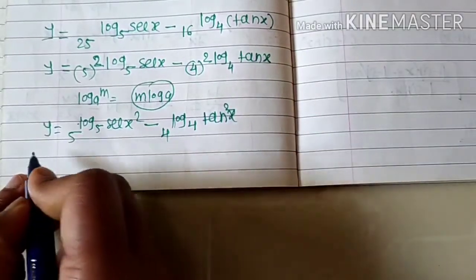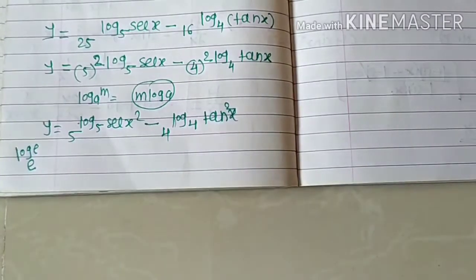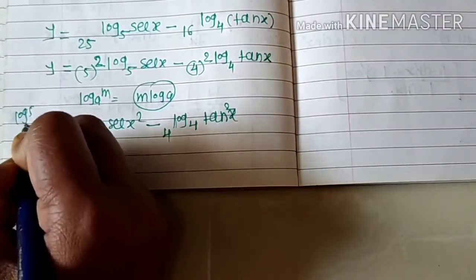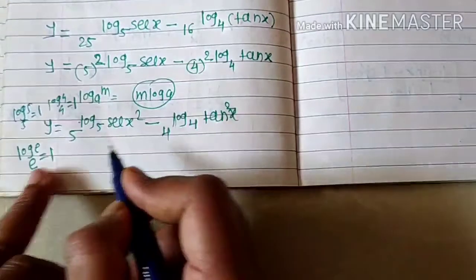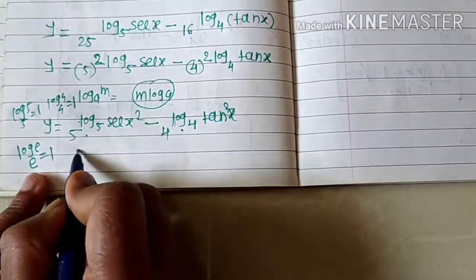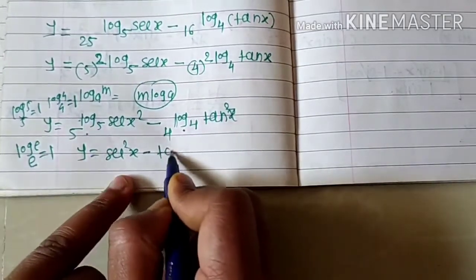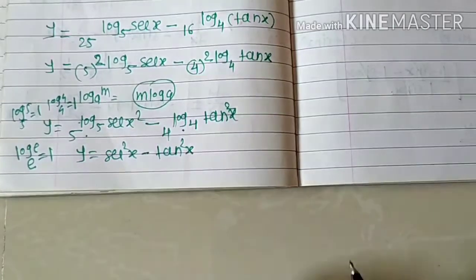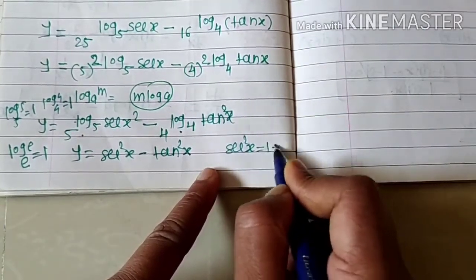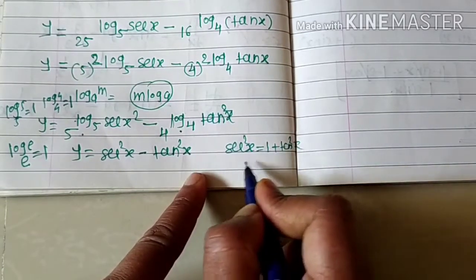Then here we use one result, that is log e to the base e, the same base, is 1. Same thing, log 5 to the base 5 is also 1, same base, then it is 1. Here this is also 1, this is also 1. What remains is only sec square of x minus tan square of x. And again we know the one result, that sec square of x is equal to 1 plus tan square of x. Then sec square of x minus tan square of x is 1.